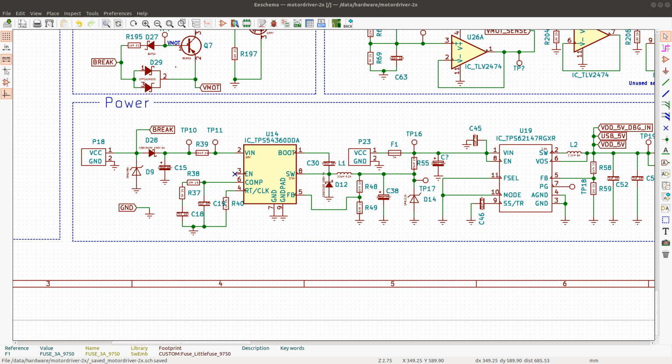Alright, continuing on with the design of my motor drive. In this video I'll be focusing on the main power supply, which consists of this TPS54360 chip.